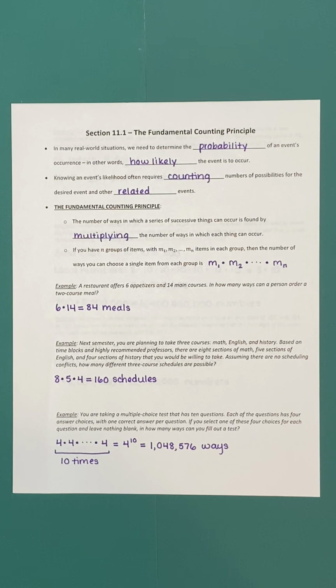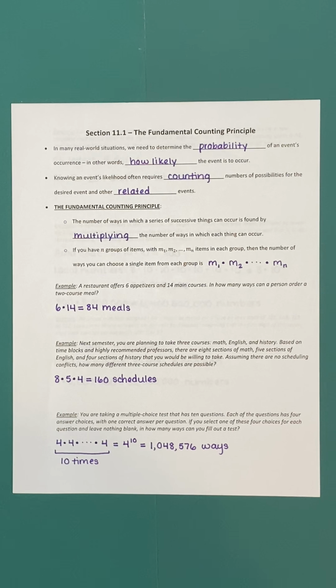Okay. So the next example, you are taking a multiple choice test that has 10 questions. Each of the questions has 4 answer choices with 1 correct answer per question. If you select one of these 4 choices for each question and leave nothing blank, in how many ways can you fill out a test? In other words, another way to think of this is if you were just going to randomly choose answers, how many different ways could you select answers for this 10-question test?